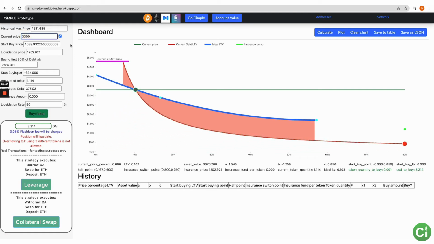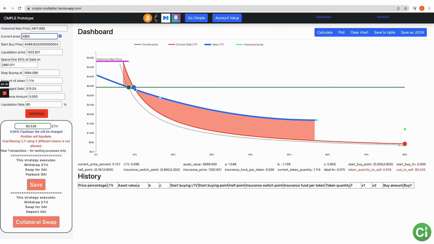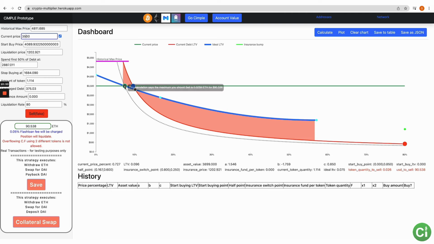Then the price goes up to, let's say, 3,500, okay? And you sell just enough to get back onto the curve. And again, this dotted line tells you what this red line will be, right? So it's telling you it'll go down there.